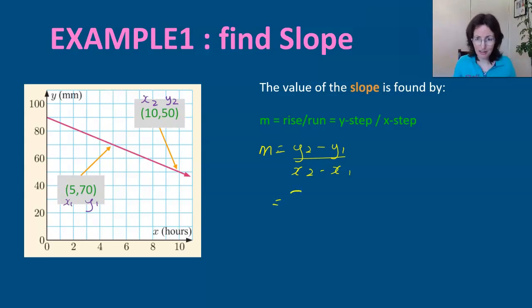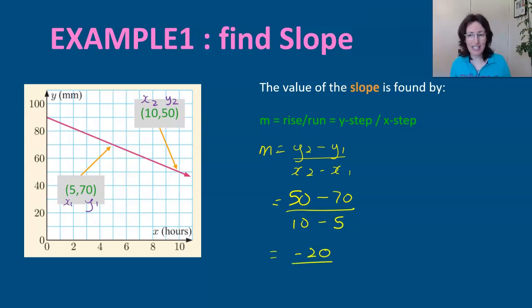y2 is what number? 50. Subtract the y1 value, 70, over x2, which is 10, subtract x1, which is 5. Continuing to work that out, on our numerator, 50 take 70 is negative 20, and our denominator, 10 take 5, gives us 5, and that simplifies down to negative 4.